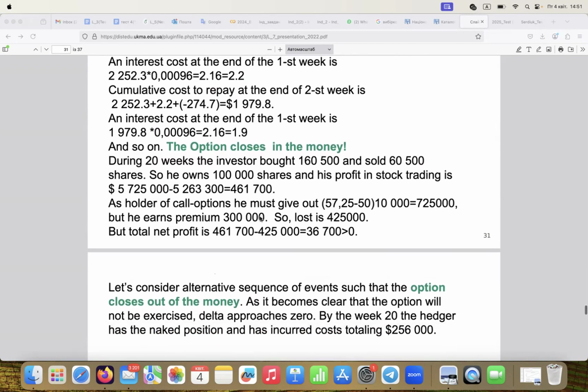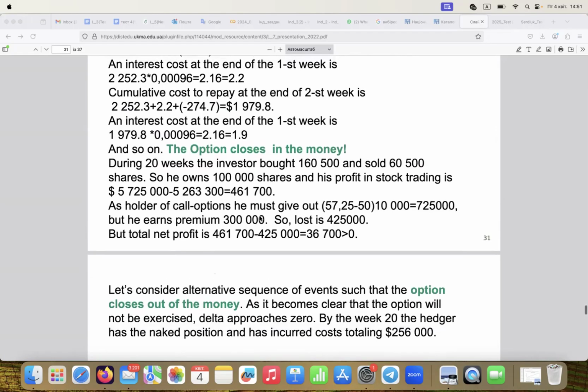But if you have the possibility to trade options too, then as the holder of the call option he must give out this sum, because the stock price was more than the strike price, but he earns the premium, so it is a loss in option trading. But the summary profit is this.